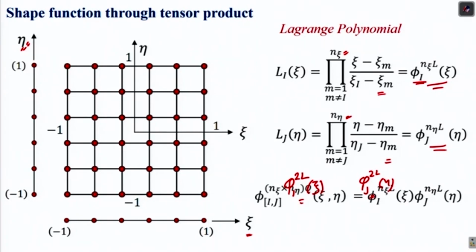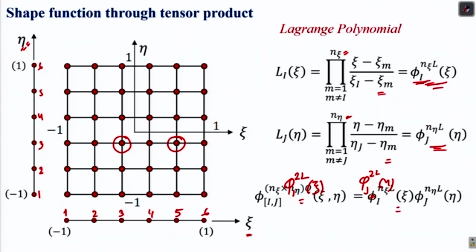The next step is to take the product of these two components to get the shape function for any particular dyad. Say this is 1, 2, 3, 4, 5, 6, and similarly this is 1, 2, 3, 4, 5, 6. If you are constructing the shape function for this node of the element, then our dyad will be 3 and 3. If you are constructing the shape function for this node, our dyad will be 5 and 3. So this is how we have to calculate phi I and phi J and then get the shape function.